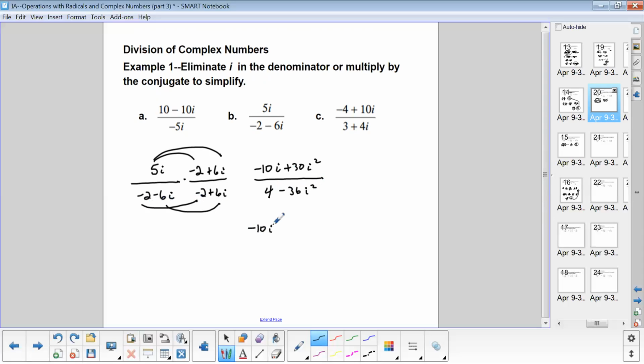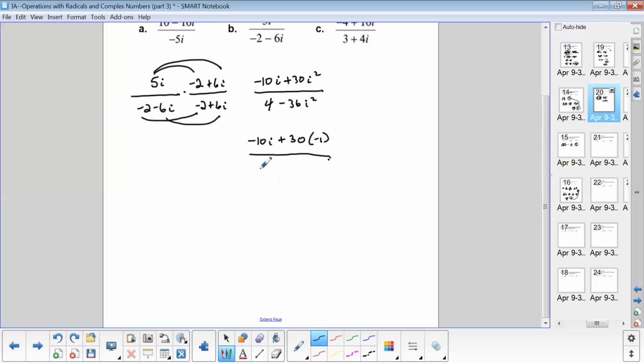So we would get negative 10I plus 30 times negative 1, and then 4 plus 36. I jumped ahead there, but this is what you're going to see: 4 minus 36 times negative 1, and negative times negative makes a positive. So you're left with negative 10I minus 30 and 4 plus 36. So we get negative 10I minus 30, all divided by 40.